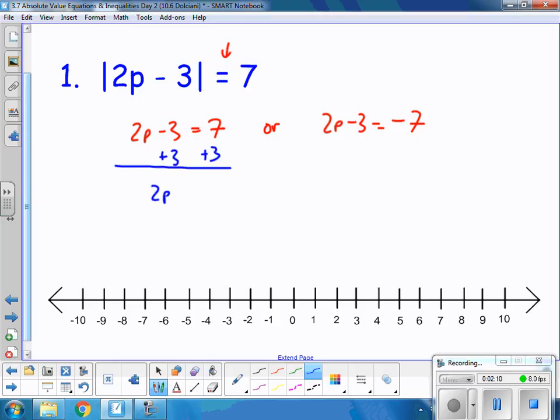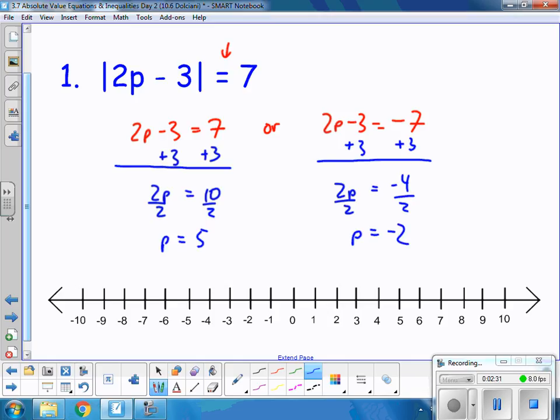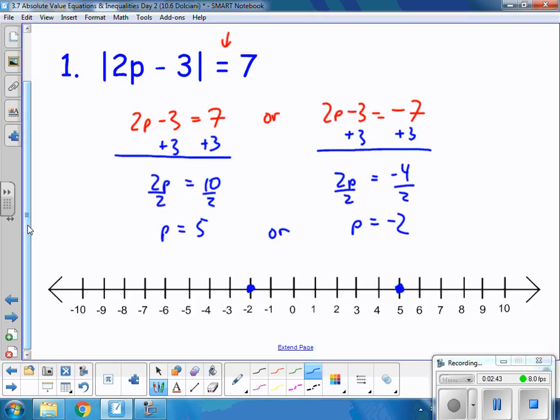I end up with 2p equals 10. Divide by 2. P equals 5. Okay, or plus 3. I got to try the negative side of it. 2p equals negative 4. Divide by 2. P equals negative 2. So my solutions for this one is p is going to equal 5, or p is going to equal negative 2. And in this particular situation, either of those work. Those are two options that I have. And that's with an equation, with an absolute value.